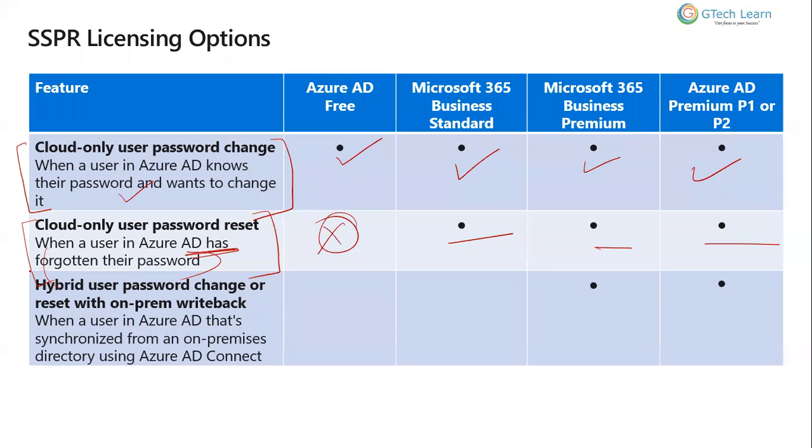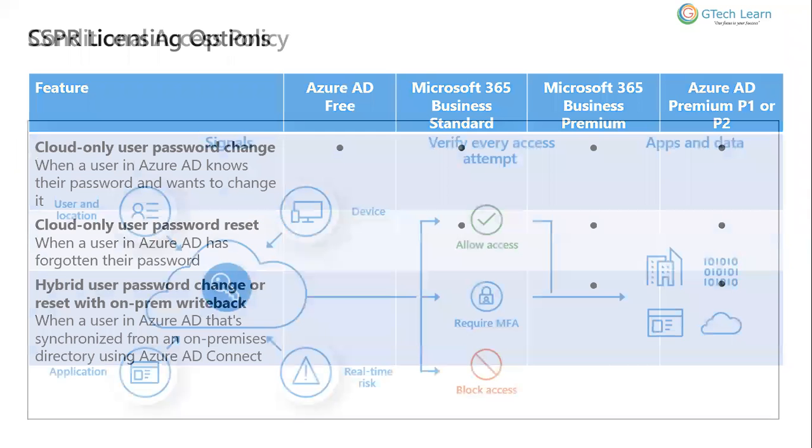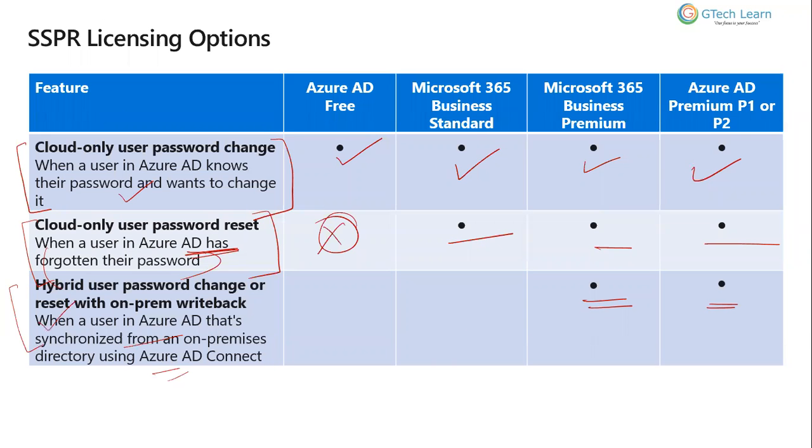Then if I'm talking about the hybrid user related scenarios, when a user in Azure AD that is synchronized from the on-premises Active Directory wants to change their password or reset their password, then we can go with the Business Premium or Azure AD Premium license for the same. That's okay. So these are all the licensing options that we have related to the SSPR.